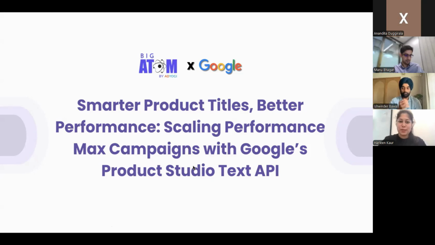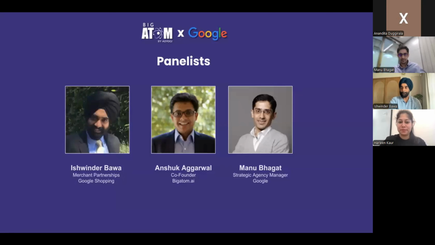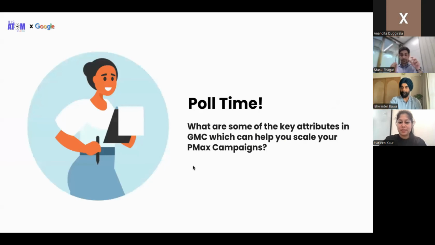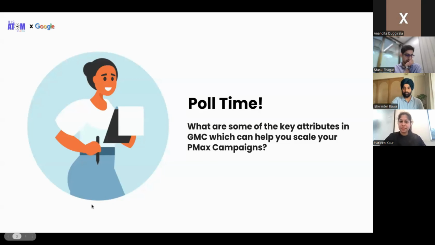Thank you, everyone. So for our audience, let's get things started with a quick poll, and you'll see it on your screens now. So, what are some of the key attributes in GMC which can help you scale your PMax campaigns? I would like to request our audience to please type in their answers. I would request everyone to please submit their answers.